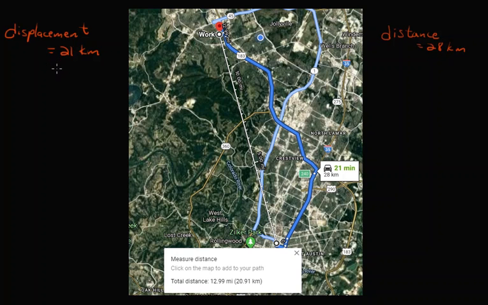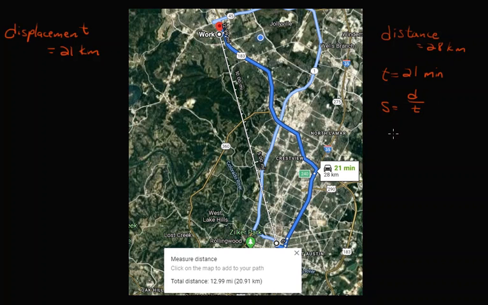Okay, so there's two things in it, and it's vitally important because you'll want to know how far we are displaced from where we began. You'll also want to know how far we had to go to get there. And also we have a time here. So we have time equals 21 minutes to go this 28 kilometers. So you've probably seen this before. Speed equals distance over time.